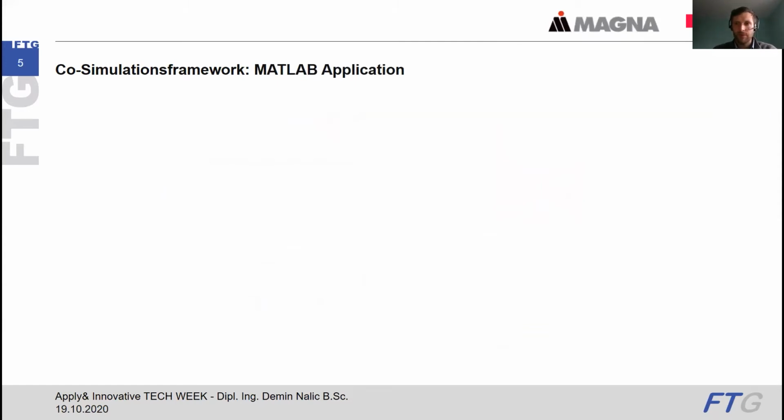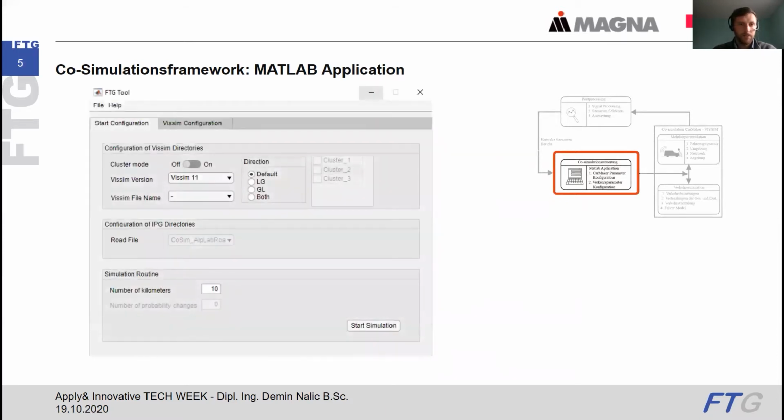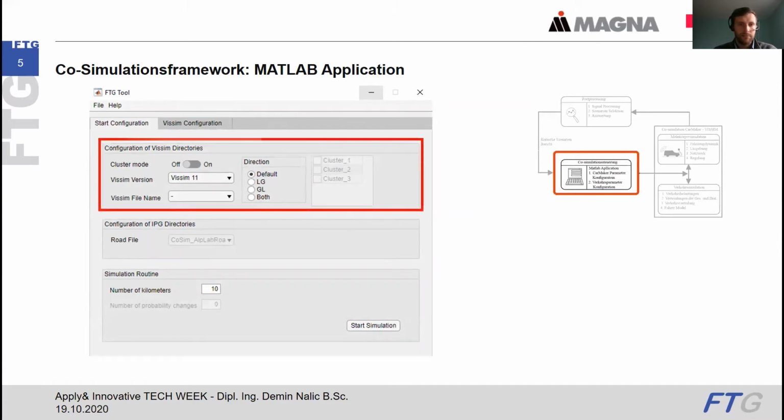The Co-Simulation Framework is a MATLAB application, and here in the concept part, it's situated in the lower part, and this is how it looks. We have a user interface where Vissim and IPG can be adjusted and controlled. This part here is the main part, which contains two different modes, a cluster mode and a manual mode. What this cluster mode exactly is, I'll explain in the next slide.